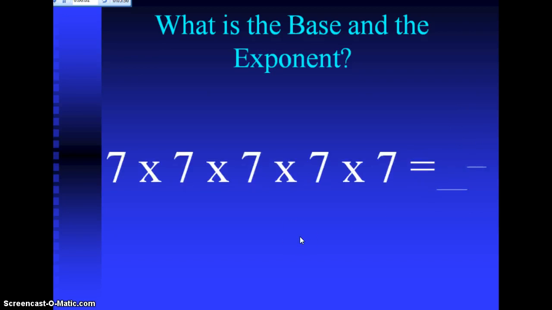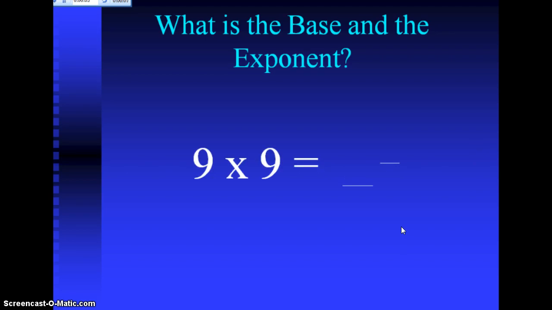Let's try this one. What is the base number? Hopefully you said 7. 7 is the star of the show, most important, so that's why it's the biggest number. What would be the exponent in this number sentence? In this case, it would be 5 because it appears 1, 2, 3, 4, 5 times. So there's our stage direction, or exponent, 5.